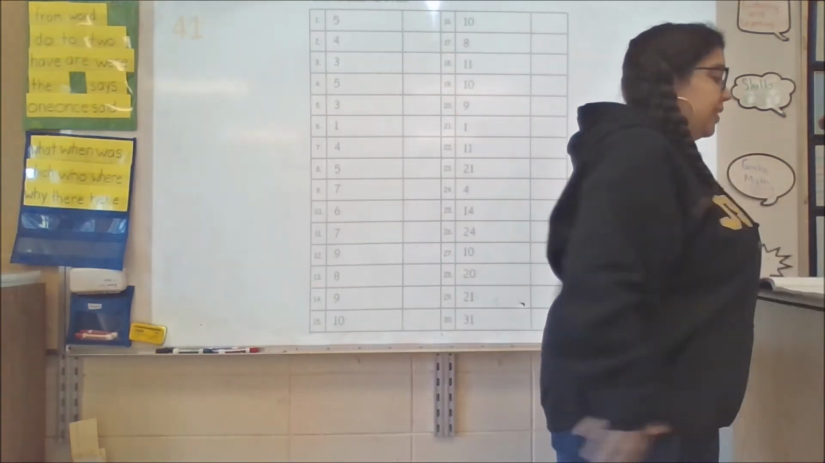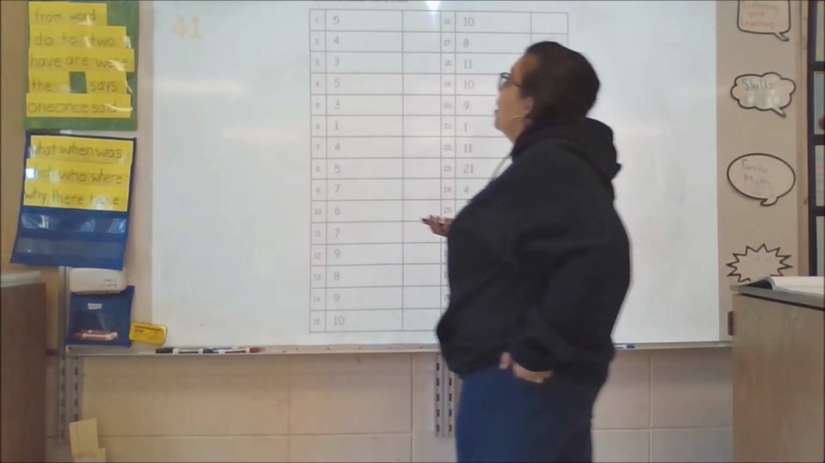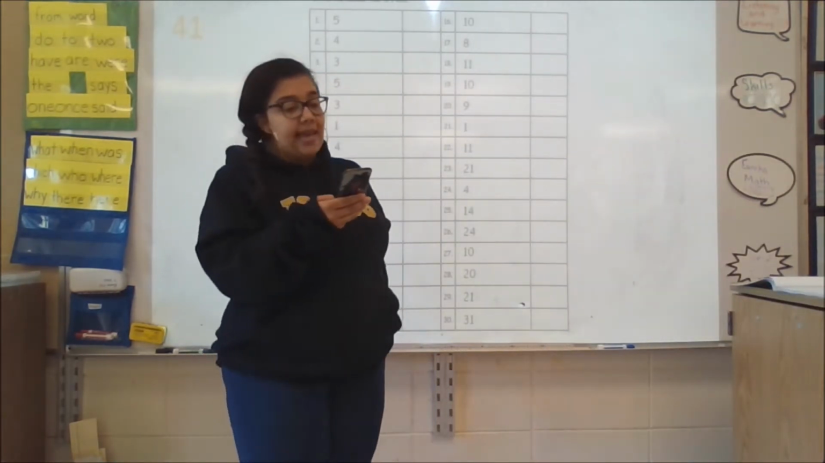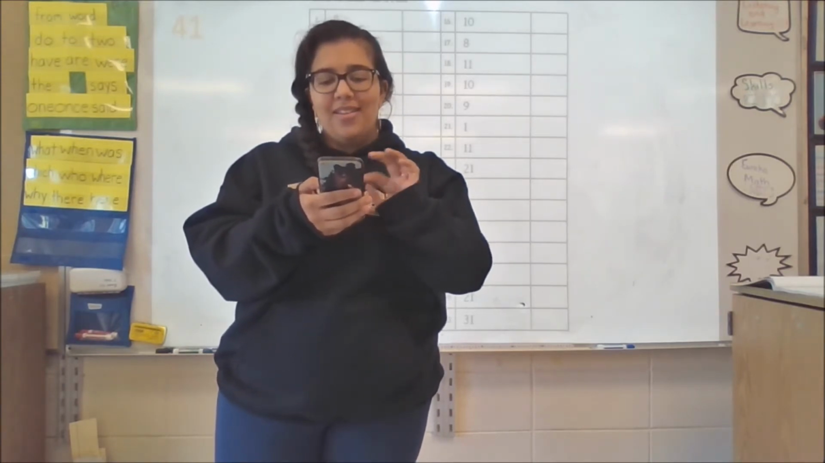This is sprint, so 60 seconds on the clock. The directions do say, write the number that is one less. So one less than the given number. Alright, getting the time on the clock. On your mark. Slow poke. On your mark. Get set. Go!